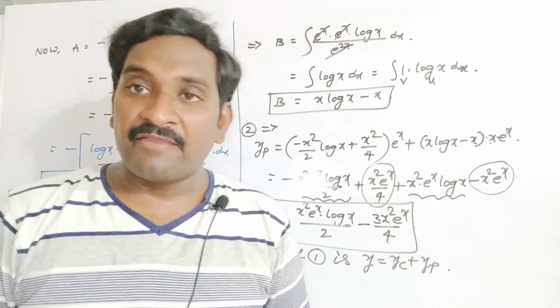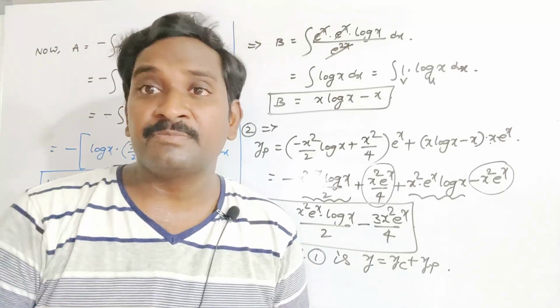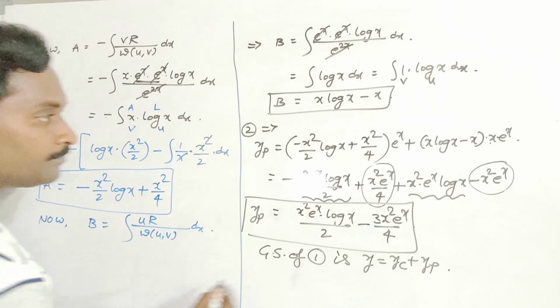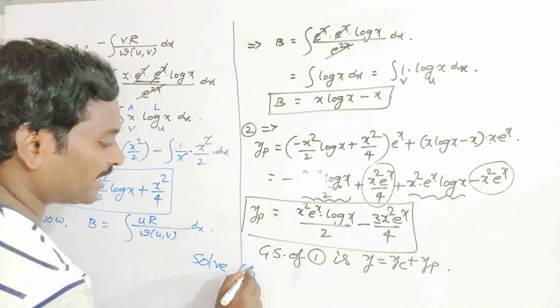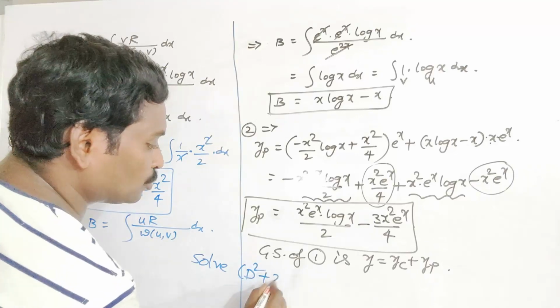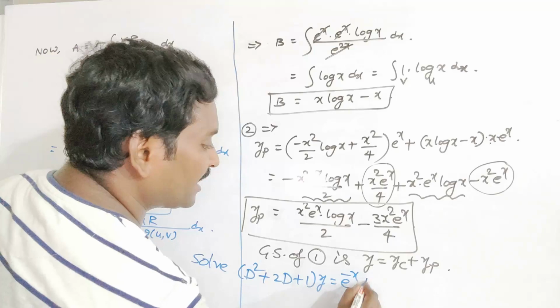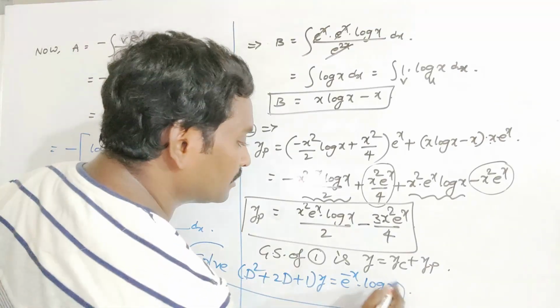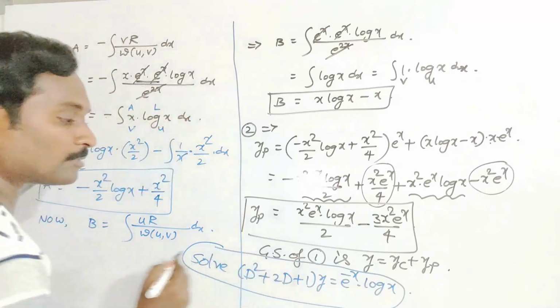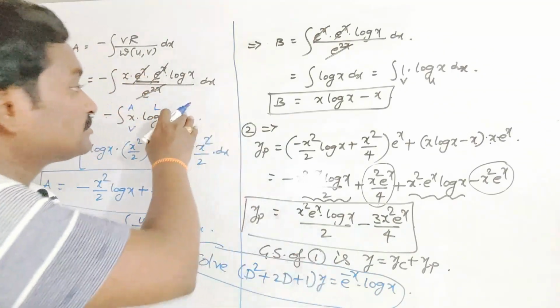And I will give another problem, which is a practice problem. You can do it in a similar way. Solve (D square plus 2D plus 1) of y is equal to e power minus x into log x. This is the practice problem. You can apply the method of variation of parameters for this problem also, and observe the difference between this problem and this problem.